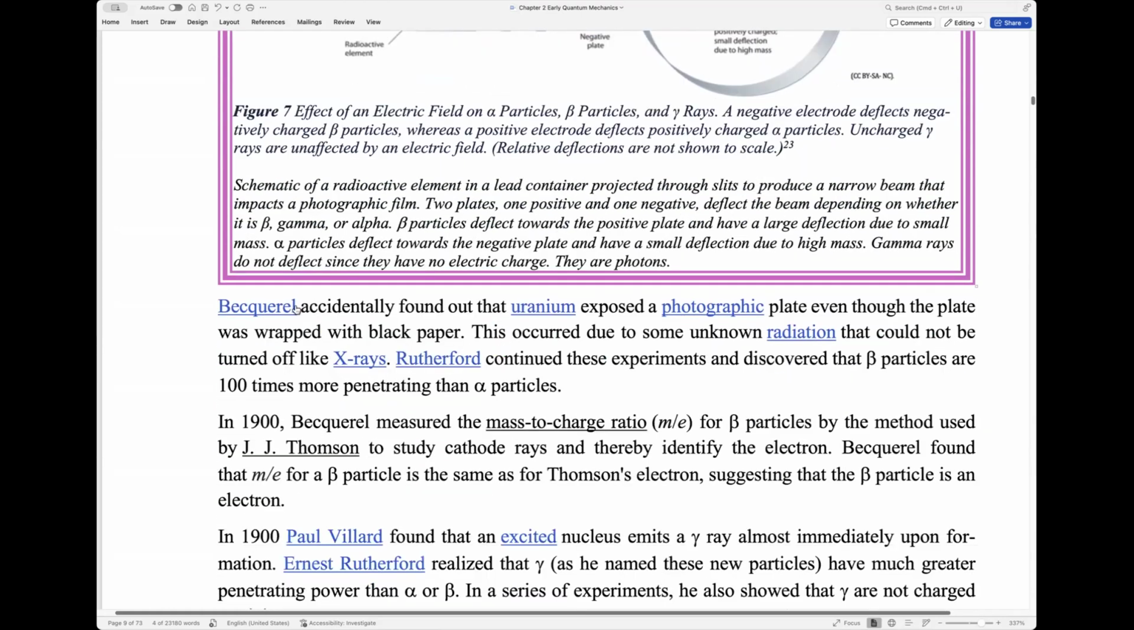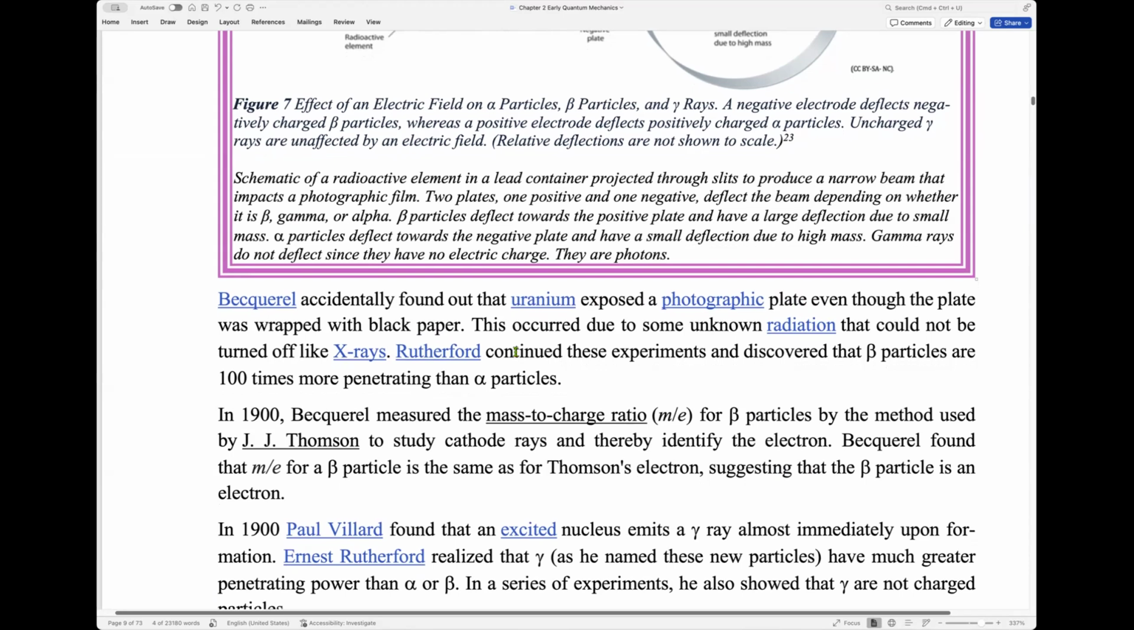Here's Becquerel. I mentioned him accidentally finding that uranium exposed photographic material, even though it was wrapped in black paper. And the black paper was used because it's sufficiently dense to prevent just regular light, sunlight and artificial light, from going through enough to expose these photographic plates. And it says plate here because in early photography, the photographic emulsions were put on glass plates.